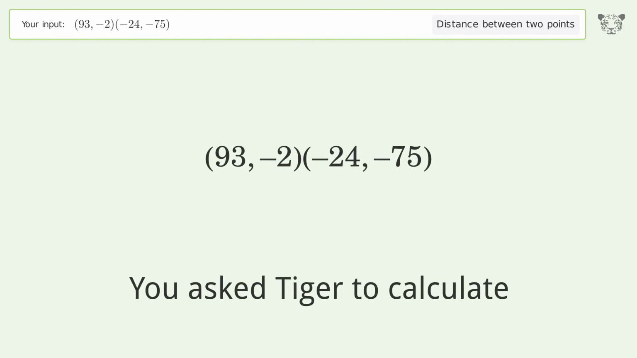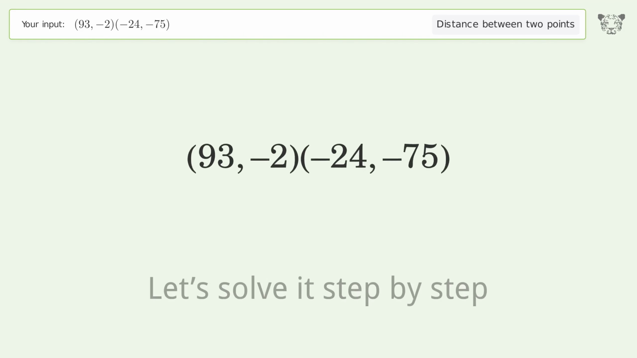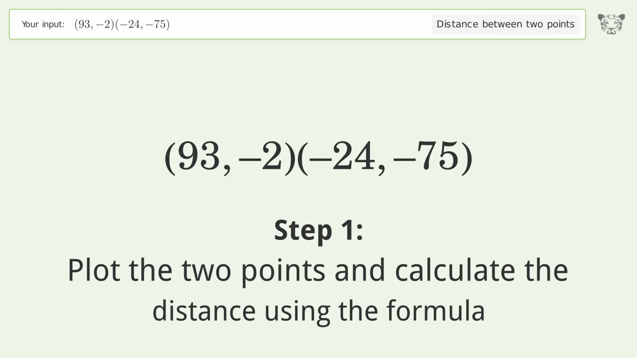You ask Tiger to calculate. This deals with the distance between 2 points. The distance between the 2 points is the square root of 19,018, or 137.906. Let's solve it step by step. Plot the 2 points and calculate the distance using the formula.